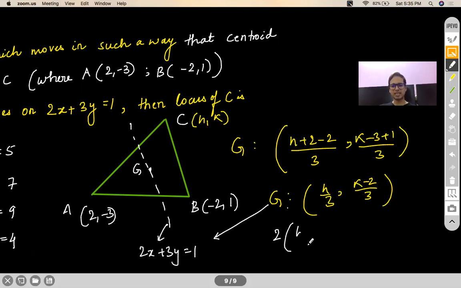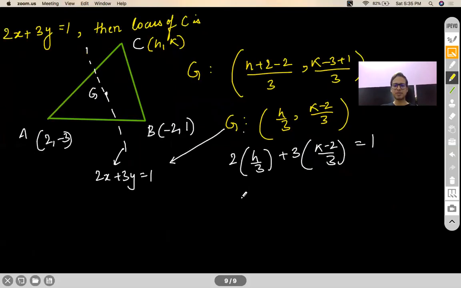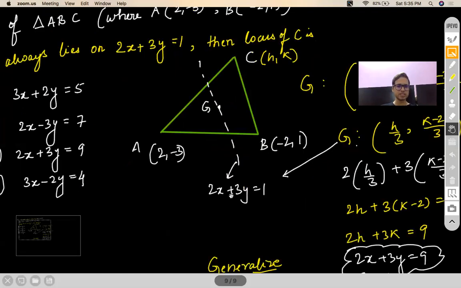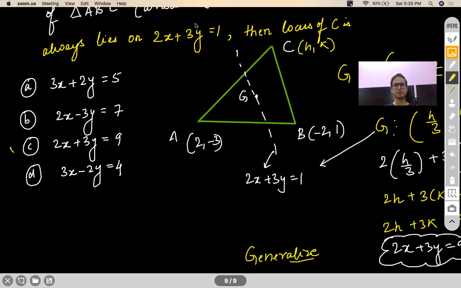So 2 times x plus 3 times y is equal to 1. Let us multiply throughout with a 3. So 2h plus 3k is equal to 9. Time to generalize this. When you generalize this, you get 2x plus 3y equal to 9 as your required answer. Which option says so? Option C says so. C is correct. Easy question.